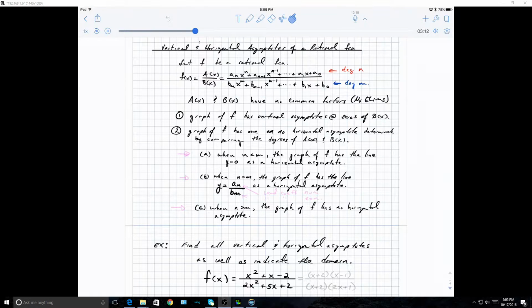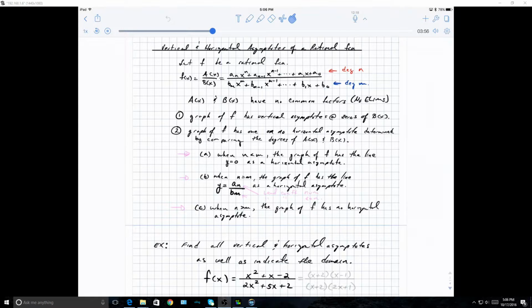The graph, if we look at number 1 here, the graph of f has vertical asymptotes at the zeros of b of x. Okay, so if we find all of the zeros of the denominator, we know where the vertical asymptotes would exist. Number 2, the graph of the function f has one or no horizontal asymptotes, determined by comparing the degrees of a of x and b of x. So if we compare the degrees of the numerator and the denominator, we can make some very quick assessments of the situation of the graph.